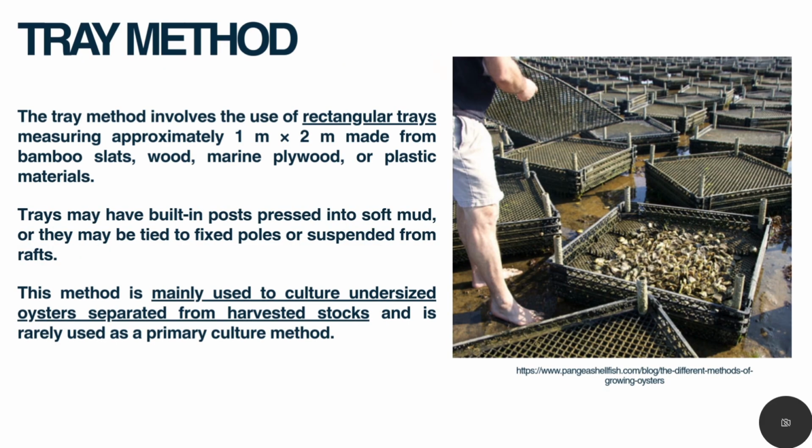The tray method uses rectangular trays usually made from bamboo slats, wood, marine plywood, or plastic materials. These trays can be supported by posts pressed into soft mud, tied to fixed poles, or suspended from rafts. This method is mainly used to culture undersized oysters that are separated from harvested stocks and is rarely used as the primary culture method.